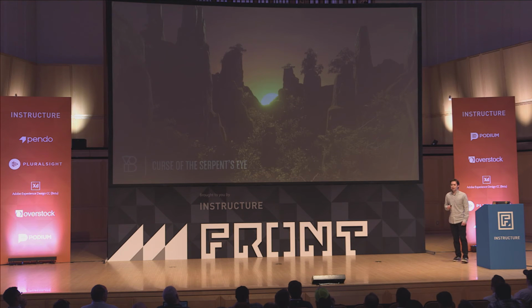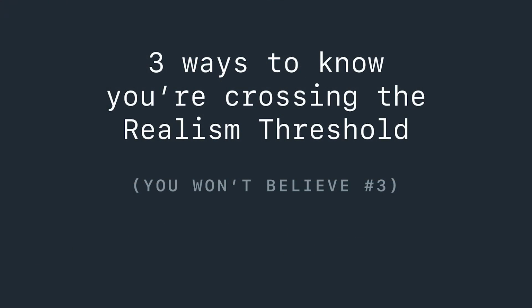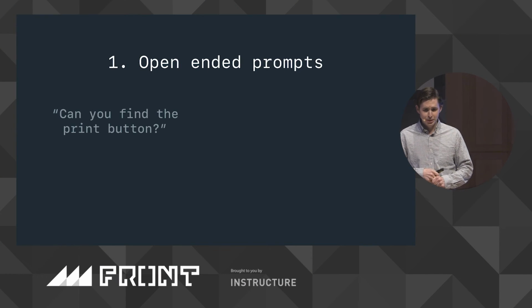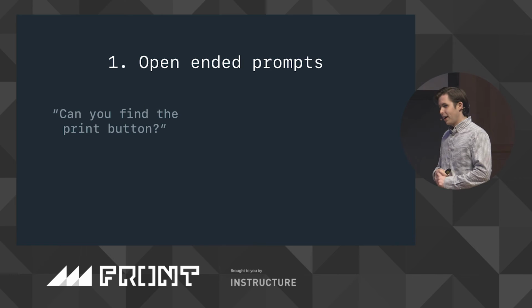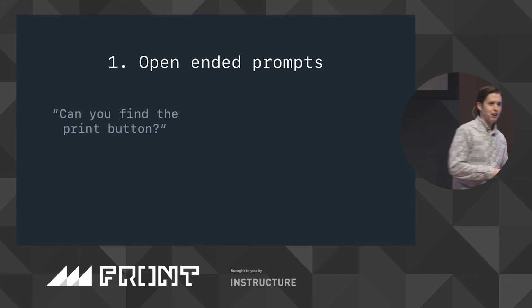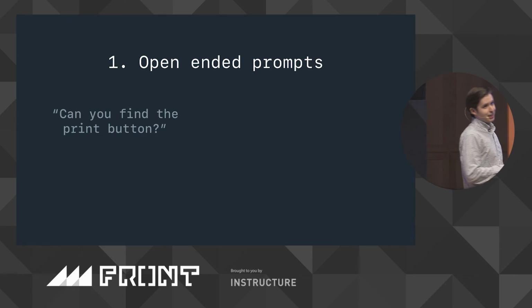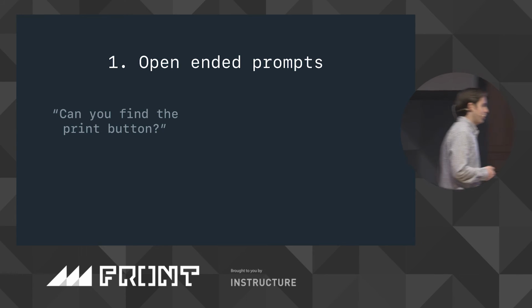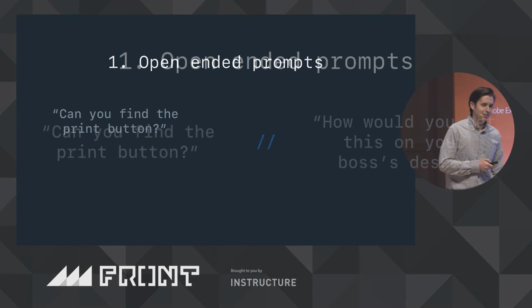Likewise, in your user testing prototypes, if you can help people cross the realism threshold, you will get that much better feedback. So let me tell you 3 ways to know you're crossing the realism threshold. These might be valuable to you as you're analyzing your own process. The first is having open-ended prompts. Does this sound familiar? Can you find the print button? If your user testing prompts sound like a Dora the Explorer episode, then you know that you're not crossing the realism threshold. This idea of scavenger hunts, right? You're guiding and biasing the feedback.